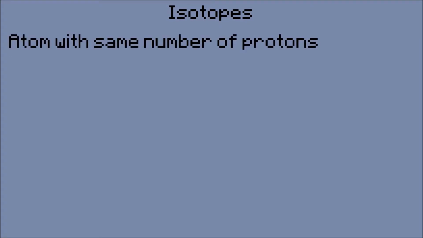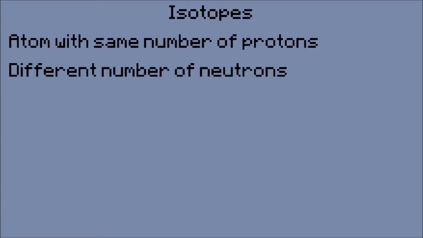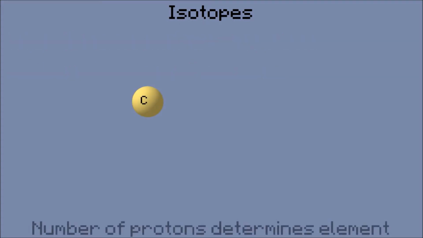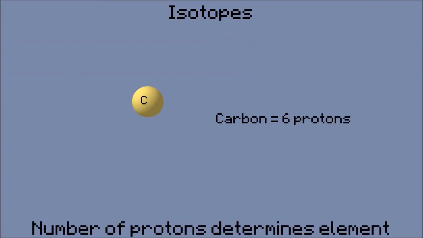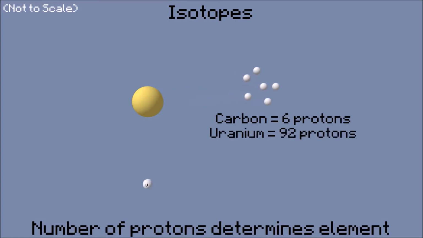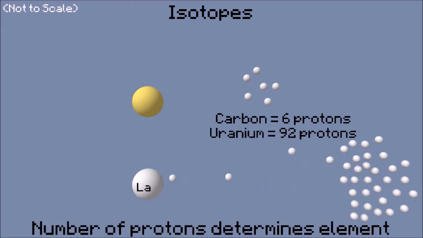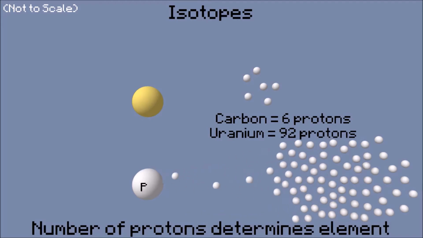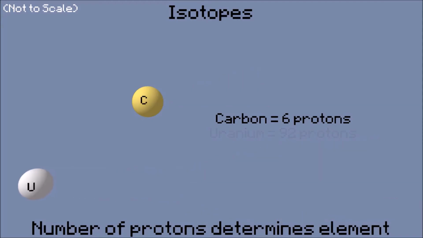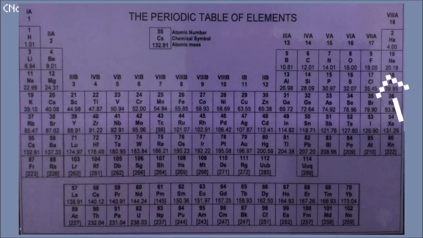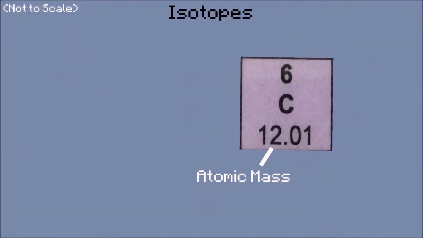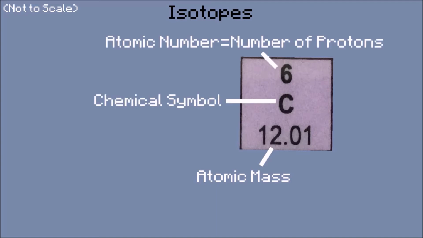Isotopes are elements that have the same number of protons, however, they have a different number of neutrons. Furthermore, the elements are also defined by the number of protons in the atomic nucleus. For instance, an atom with 6 protons must be carbon, and an atom with 92 protons must be uranium. And if you were to take away 1 proton from carbon, it would no longer be a carbon atom. You can refer to the periodic table to know the atomic mass, chemical symbol, and atomic number. The atomic number is the number of protons the element has.